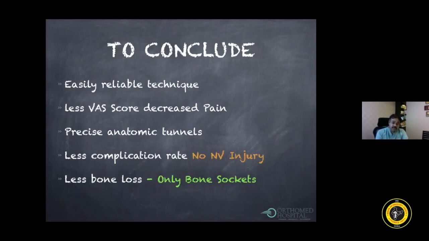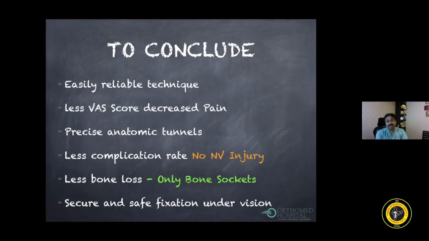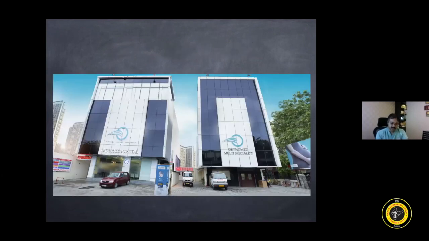And we remove only less bone. We make only sockets. We are not removing the entire bone like the transportal techniques, where the tibial bone is completely removed. And the fixation is also under vision, where you have a double fixation on the tibial side, as well as cortical fixation on both the femoral and the tibial side with the help of the buttons. And thank you.